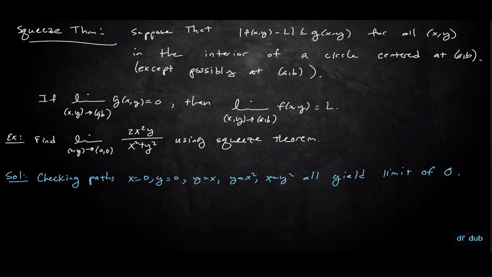So we conjecture, or claim, that the limit as (x,y) goes to (0,0) of 2x squared y over x squared plus y squared equals 0. So we will try to show the limit exists.